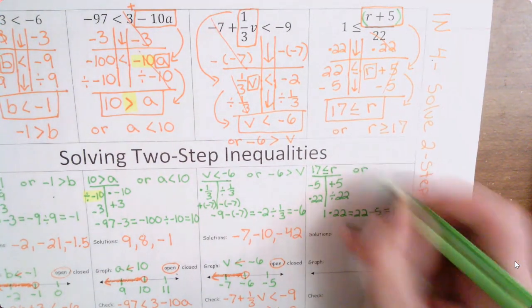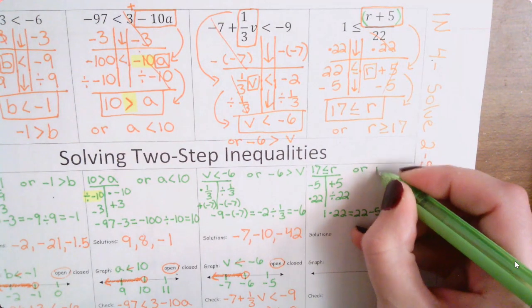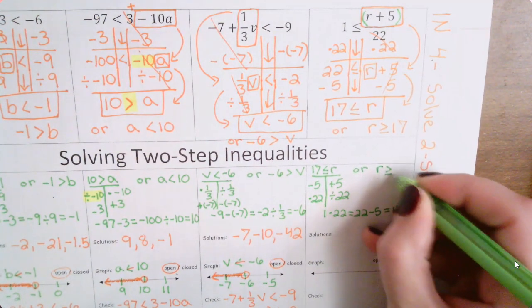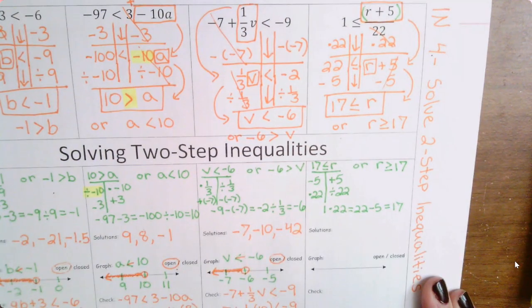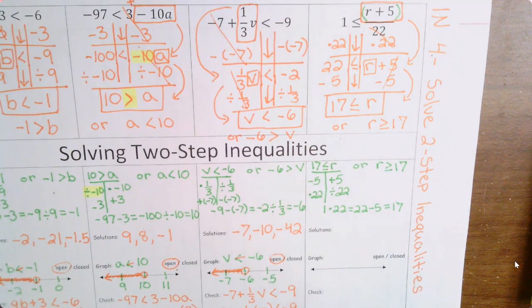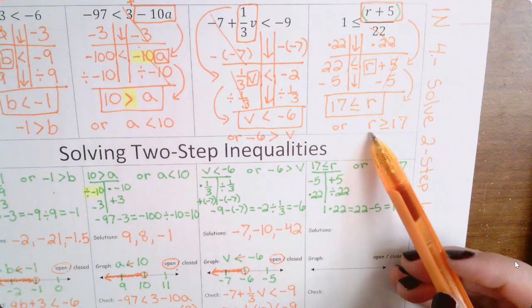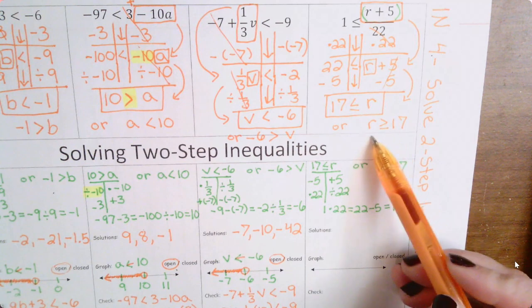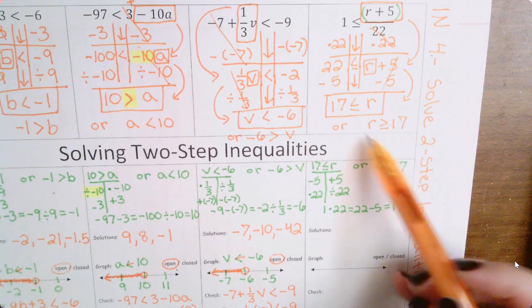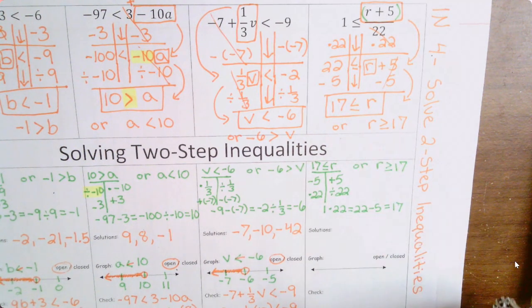Now, you do have to be able to write it the other way. So R is greater than or equal to 17. So possible solutions. Just like graphing, when I come up with possible solutions, I like to have the variable on the left. It's easier for my brain to say blank is greater than or equal to 17, or what number is greater than or equal to 17, instead of saying, well, 17 is less than or equal to what number. It's a little bit harder for me to work with.